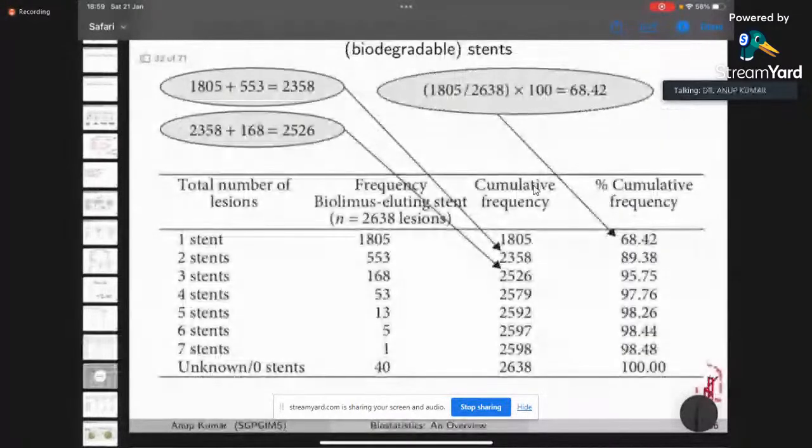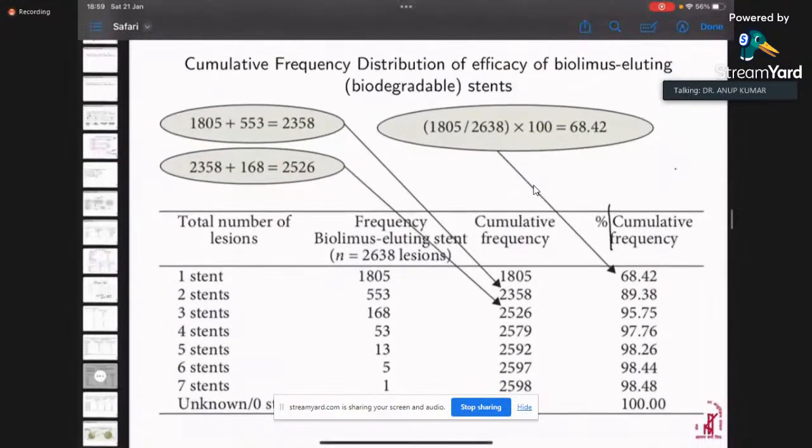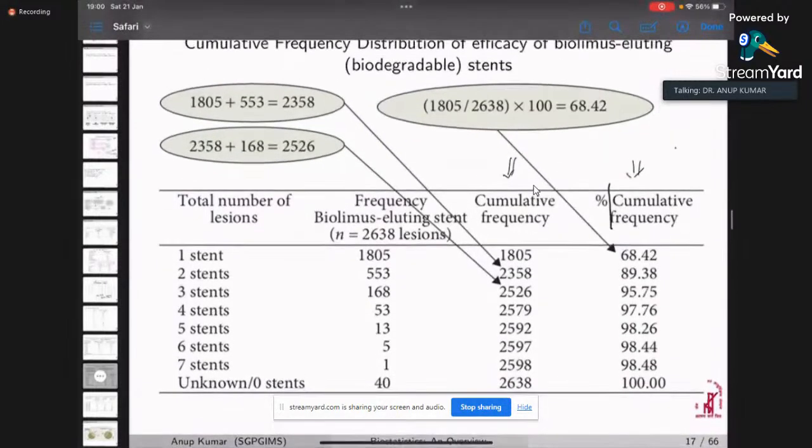Now, you can also write down the cumulative frequency. This column is the cumulative frequency, and then the percentage cumulative frequency. Some people also present it like this again.